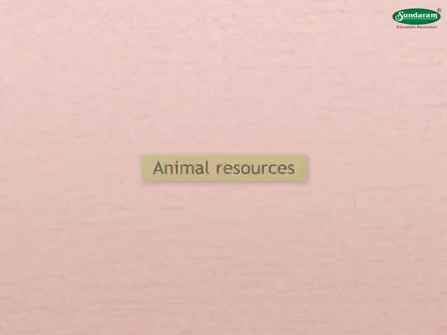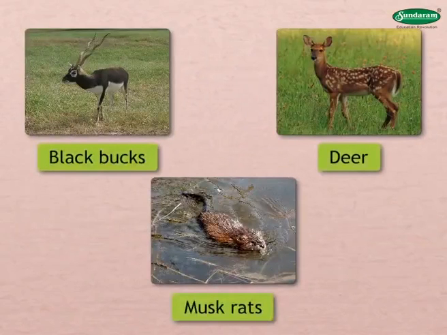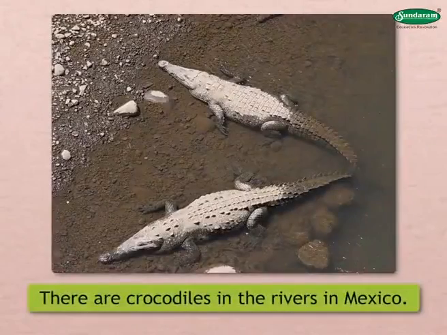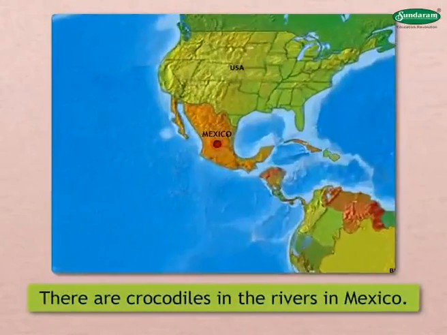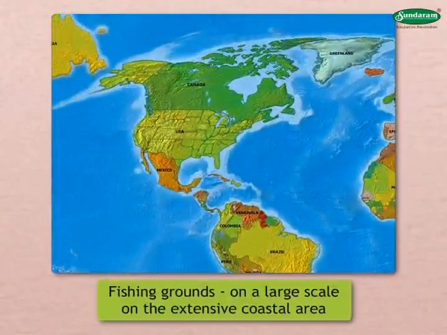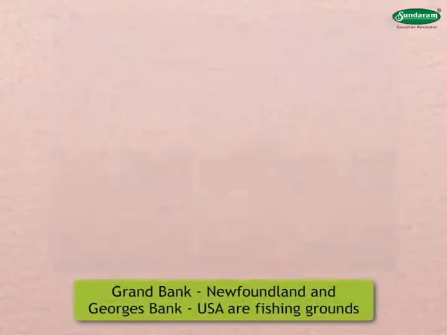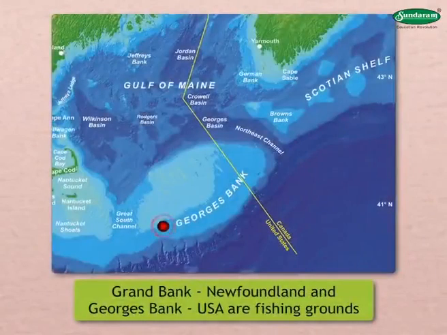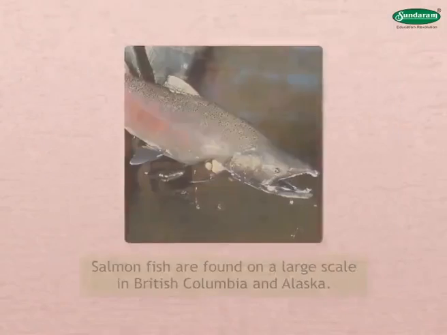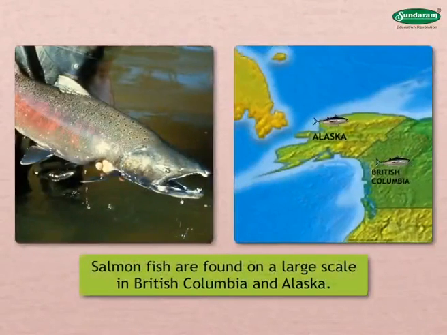Animal resources. Black bucks, deer, muskrats are found in the forests of the Rocky Mountains. There are crocodiles in the rivers in Mexico. In the eastern part of the continent, fishing goes on a large scale on the extensive coastal area. Grand Bank near Newfoundland and Georges Bank near the USA are fishing grounds. Salmon are found on a large scale in British Columbia and Alaska.